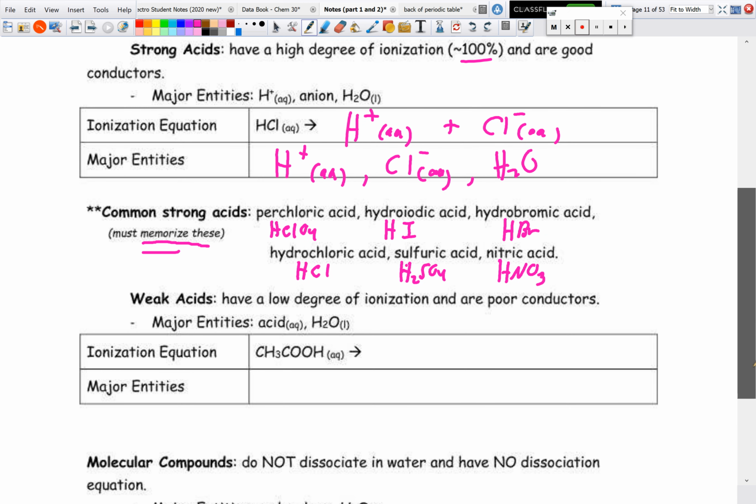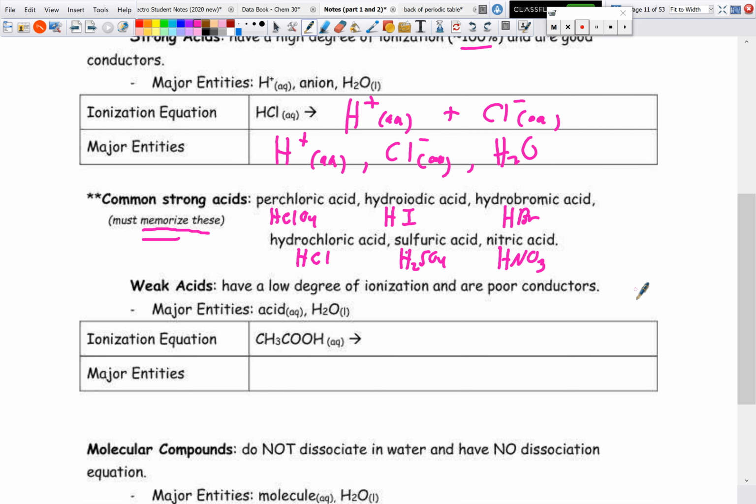Now the weak acids, these are just a little different. So these have a very low degree of ionization and are poor conductors. So that means when we look at the major entities, it's going to be the acid. Notice how we don't write H+ and then the anion, because when we think of it, the major entities, what is mostly there, it still mostly exists as the molecular compound.